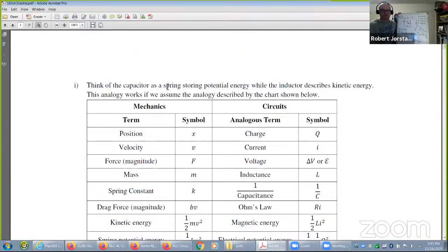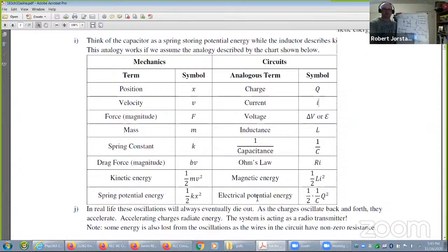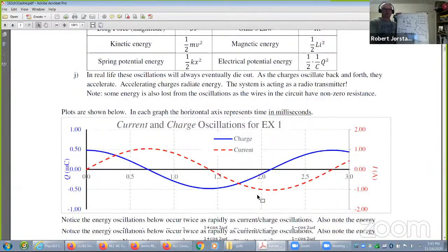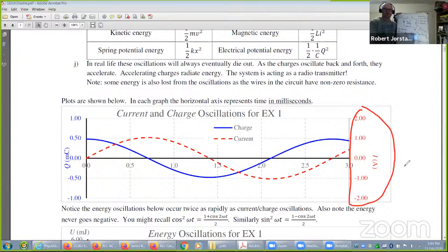There's the part where I talk about the full analogy that I've been talking about. Charge is position, velocity is current, etc. More on that. But here's what the oscillations look like. This is the current and charge oscillations. Notice over here on the right side, we have current, and on the left side, you have charge. So I have two different axes going there. You can see that they're not the same axes.